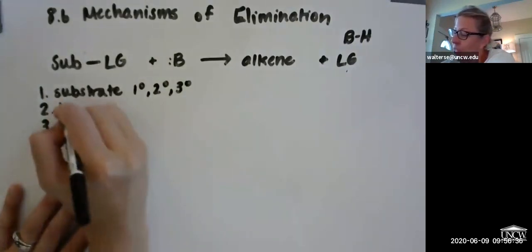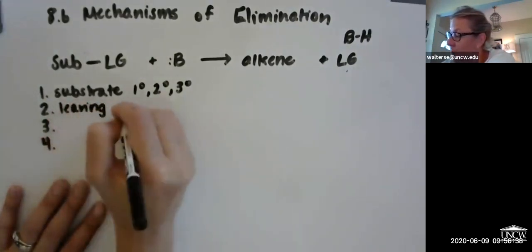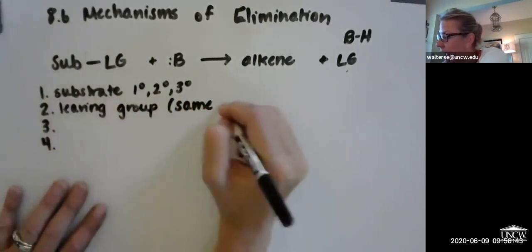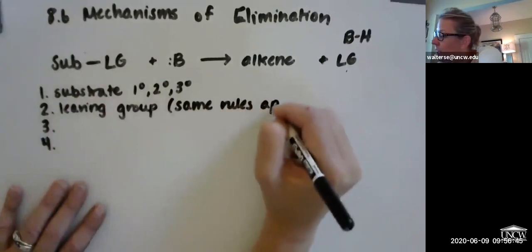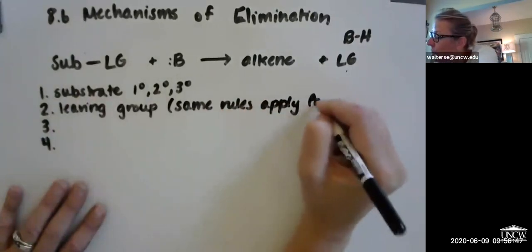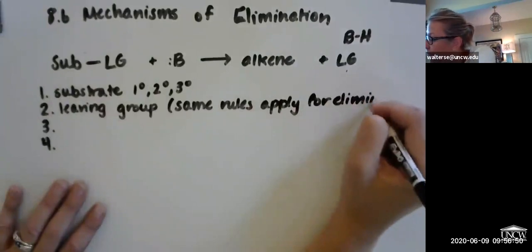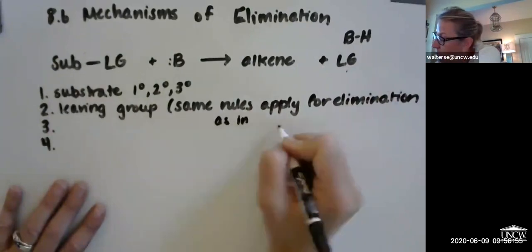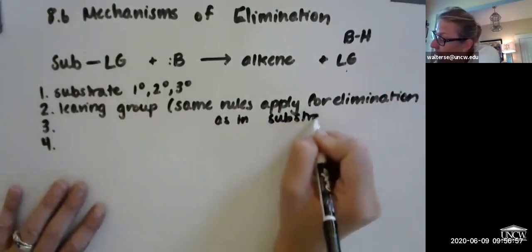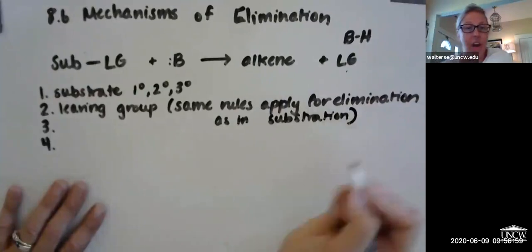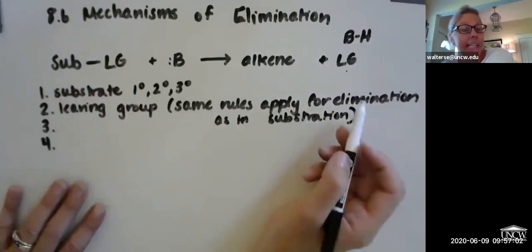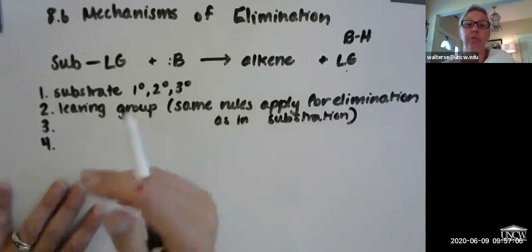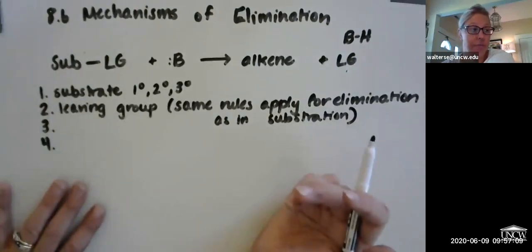You have to have a leaving group. And the same rules apply for elimination as in substitution. So if something was a bad leaving group in substitution, like the OH group, it's a bad leaving group for elimination. And you'd have to fix it prior to performing the elimination reaction.